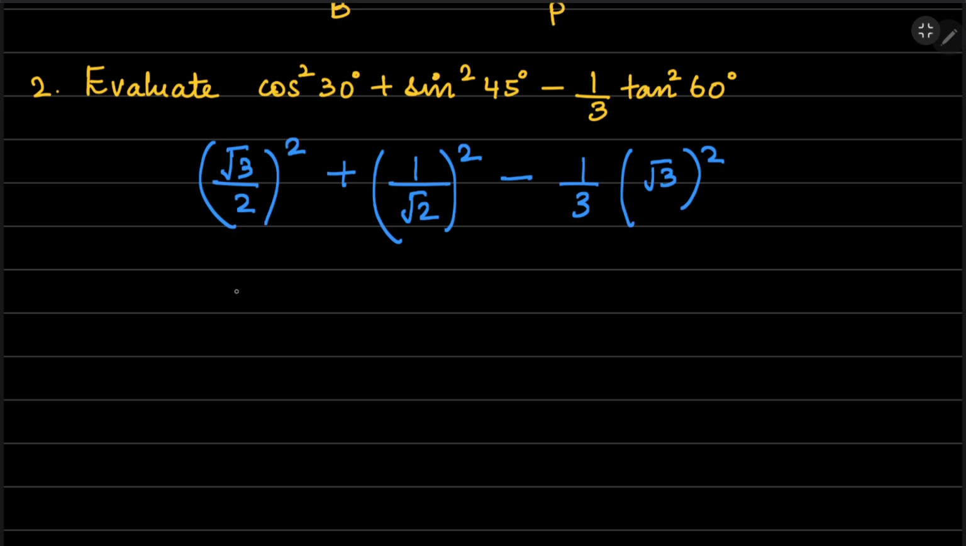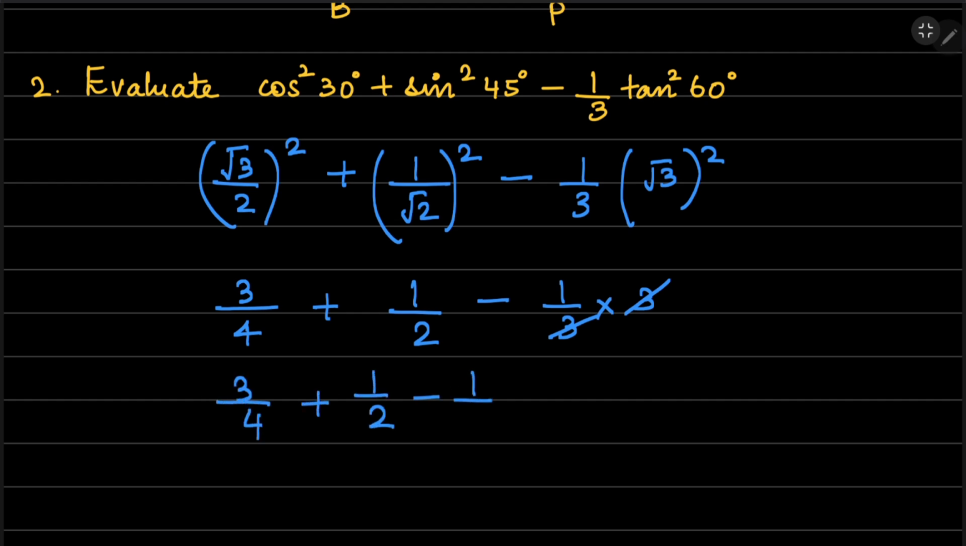So square it up. Root 3 the whole square is 3. Root 3 by 2 square is 3 by 4, plus 1 by 2, minus 1 by 3 multiplied by 3, which is just 1. Okay. So here you have 3 by 4 plus 1 by 2 minus 1 by 1. Take your LCM, which is 4. So you have 3 plus 2 minus 4. Which is 3 plus 2 is 5. 5 minus 4 is just 1. 1 over 4 is your answer.